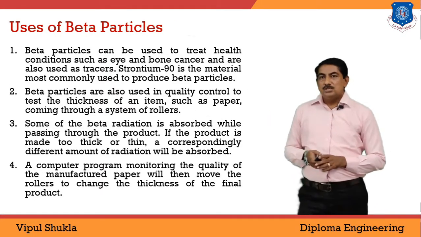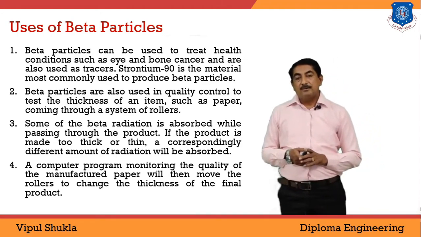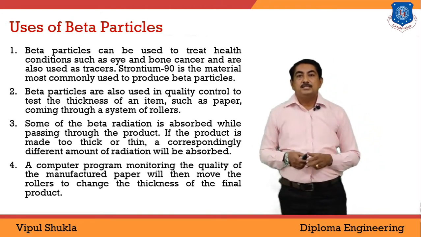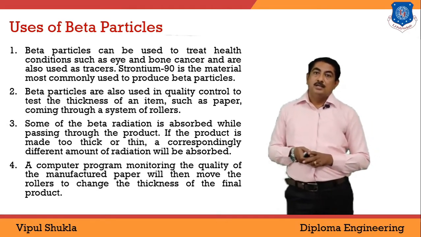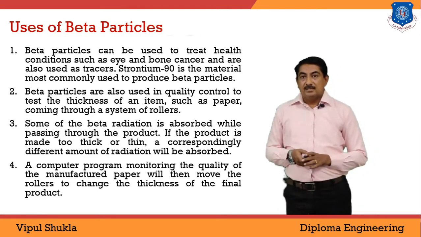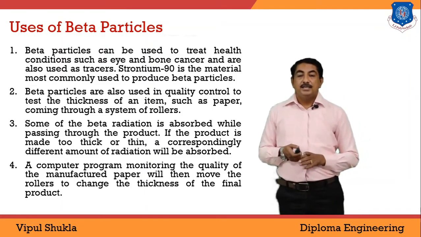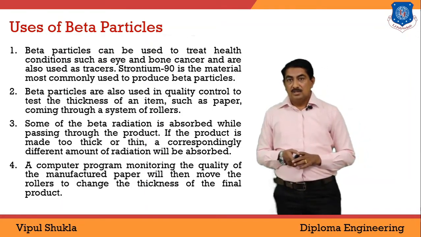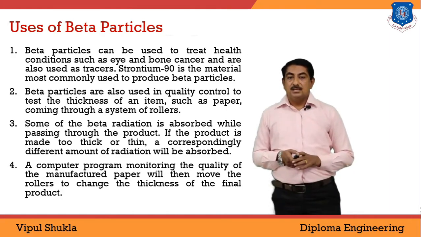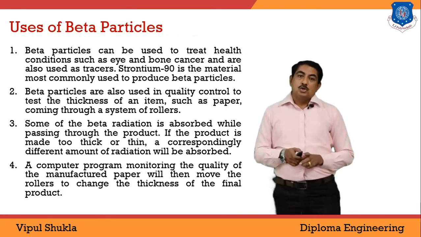What are the uses of beta particles? Beta particles are widely used in various fields. They are also used in the medical field, like treatment of bone cancer. They are also utilized in the treatment of the eye. Strontium 90 is the basic source of beta particles.